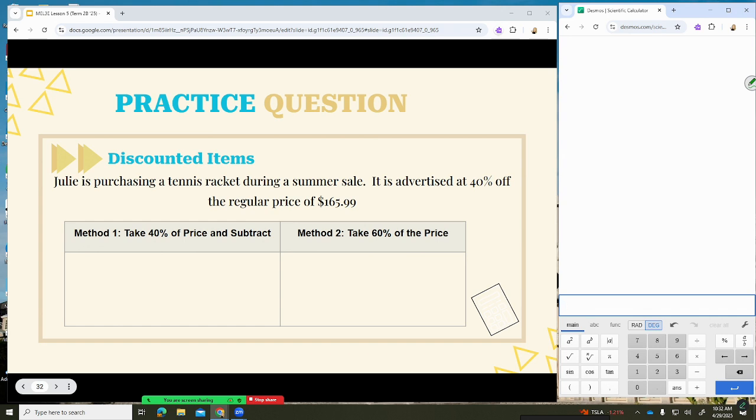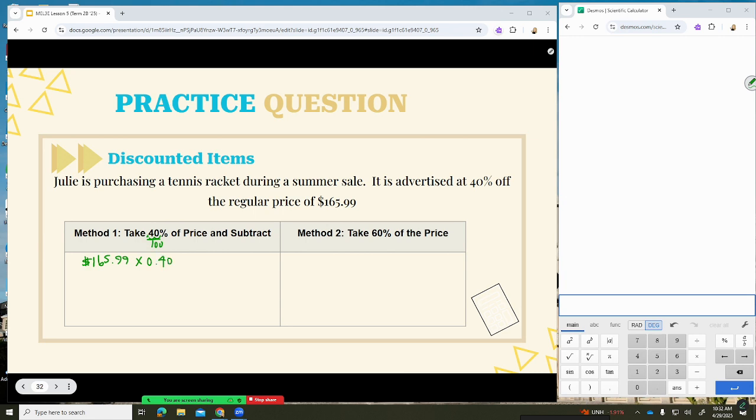Method one is when you take 40% off the price and you subtract it from the regular price. If the regular price is $165.99, we want to find what is 40% of that. Remember, 40% of means that we are multiplying. When we're multiplying, we can use the decimal. 40 divided by 100 is 0.40.